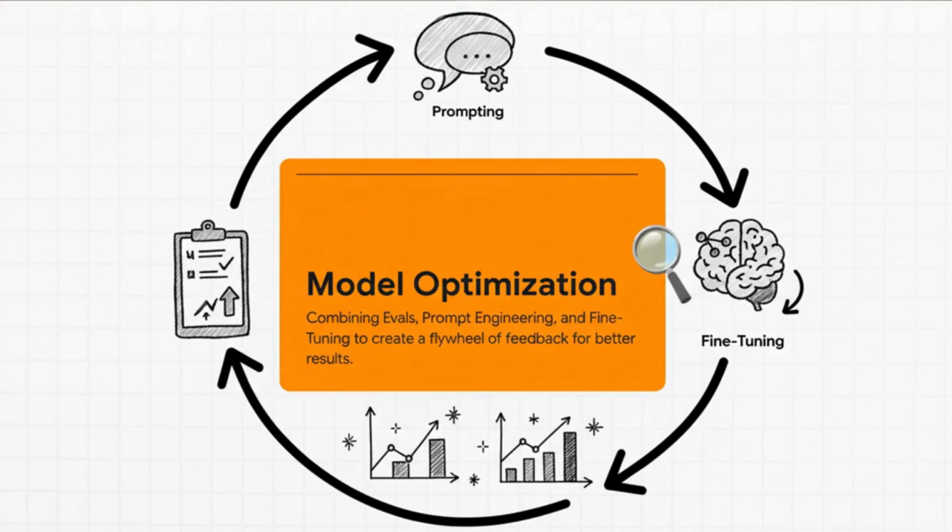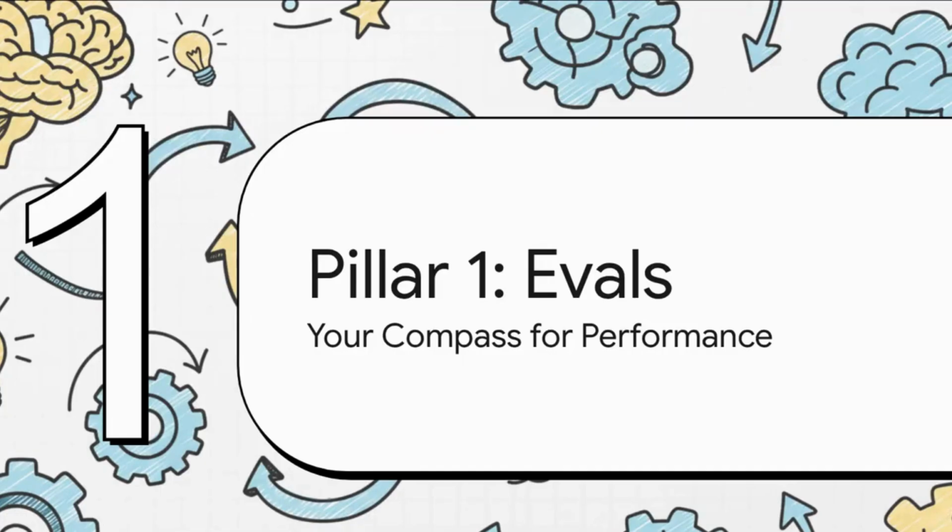And that's exactly where model optimization comes into play. You've got to think of it less as a single technique and more as a whole philosophy. It's this continuous cycle where evals, prompting, and fine-tuning all work together, feeding off each other to systematically get you better and better results. So let's dive into our first pillar, evals.